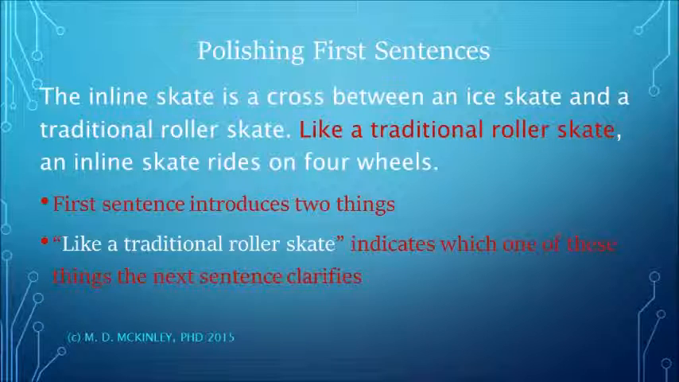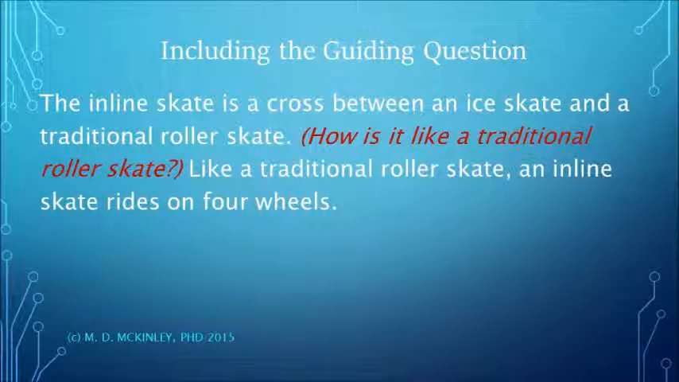To make this more obvious, we can place the first question we asked when filling in the outline between these sentences. The inline skate is a cross between an ice skate and a traditional roller skate. How is it like a traditional roller skate? Like a traditional roller skate, an inline skate rides on 4 wheels. You will notice that the opening phrase in the second sentence addresses this question directly. This gives us a logical progression of thought that runs smoothly from sentence to sentence.